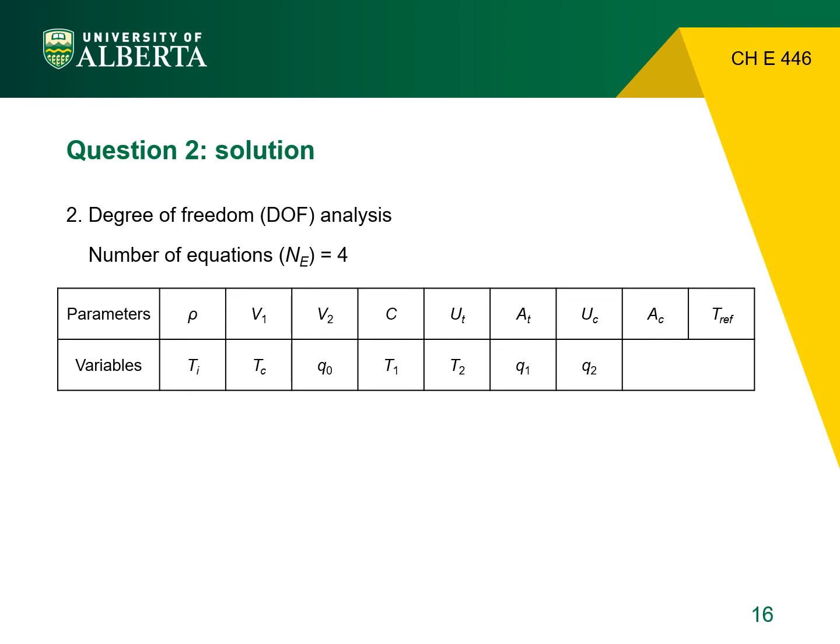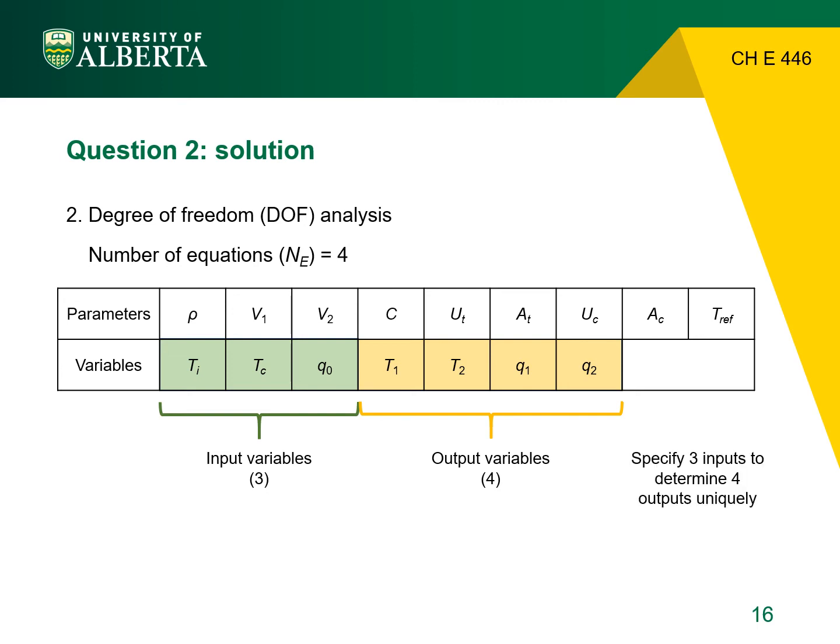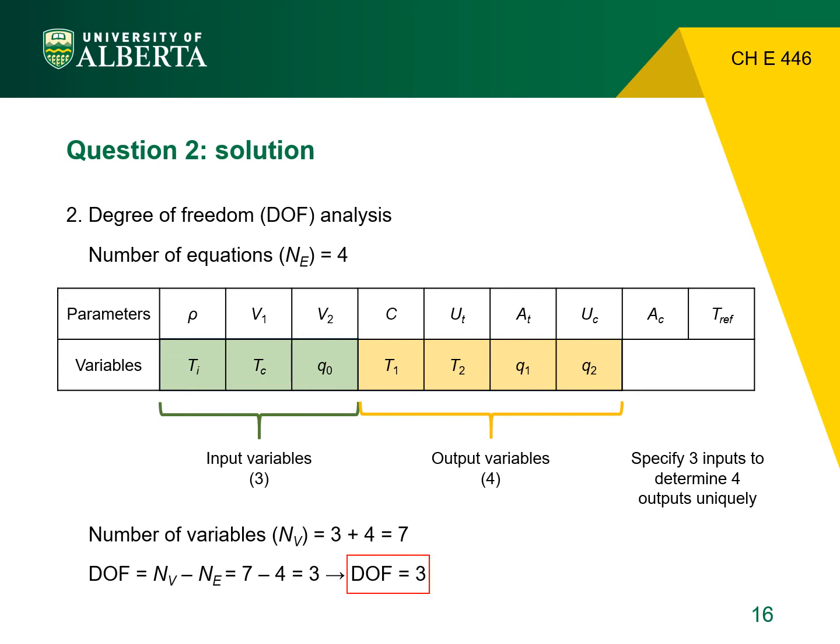In this system, we have 3 input variables, that is Ti, Tc, and Q0, and 4 output variables, T1, T2, Q1, and Q2. Therefore, we have to specify 3 inputs to determine 4 outputs uniquely. The total number of variables in this system equals 7, and therefore, the degrees of freedom of the system is given by the number of variables minus the number of equations and is equal to 3.